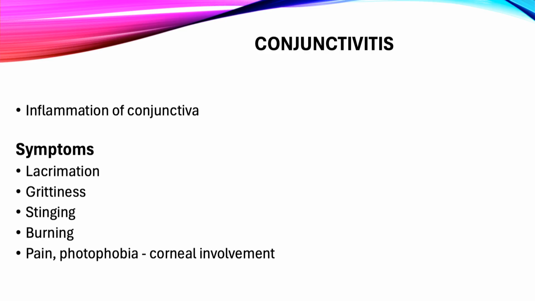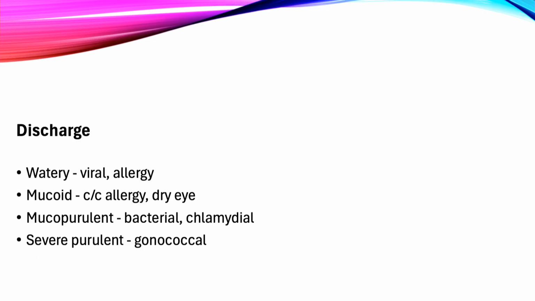Conjunctivitis is inflammation of the conjunctiva. The main symptoms are lacrimation, grittiness, stinging, burning, and if there is pain and photophobia, we should suspect corneal involvement. Discharge is a main thing which we can use to differentiate between all these causes.